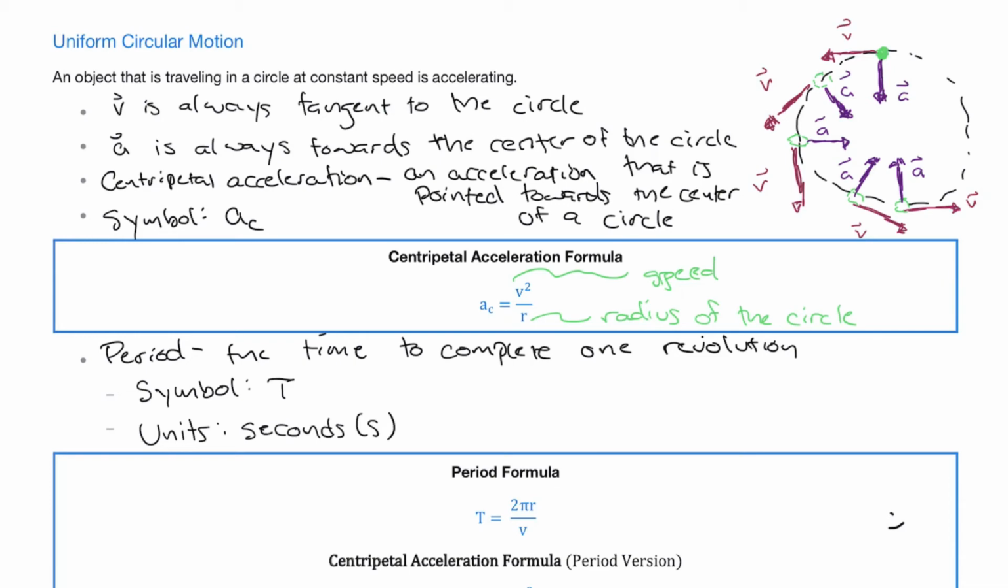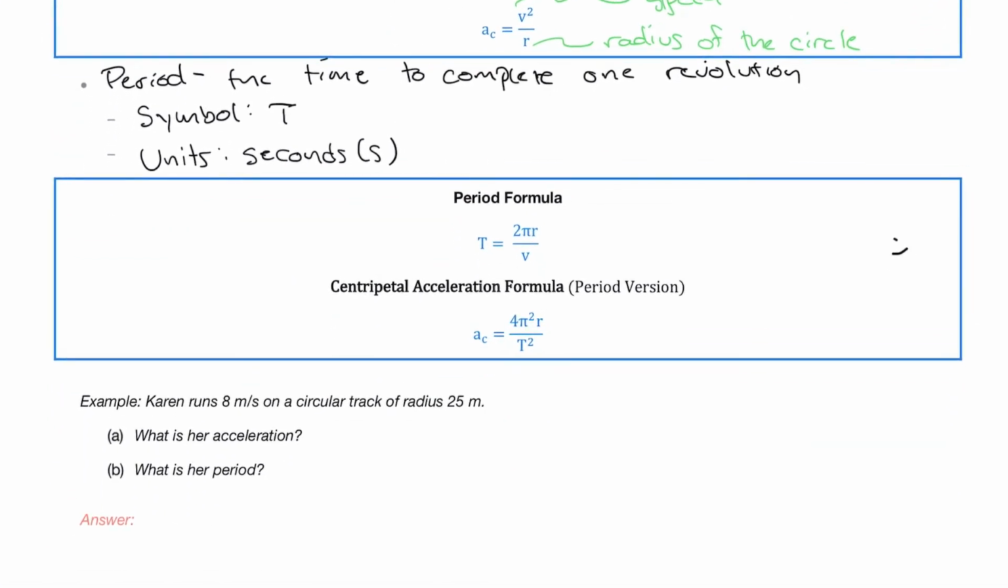So now we can use the period to get another formula for centripetal acceleration. To begin with, let's look at the period formula. In this case, the period is 2 pi r over v, where again r is the radius of the circle, and v is the speed at which it's traveling. Because the speed is constant, what this formula really becomes is the distance it travels over the rate. And in this case, 2 pi r simply represents the circumference of the circle, and obviously v is its speed. So I think this formula makes sense.